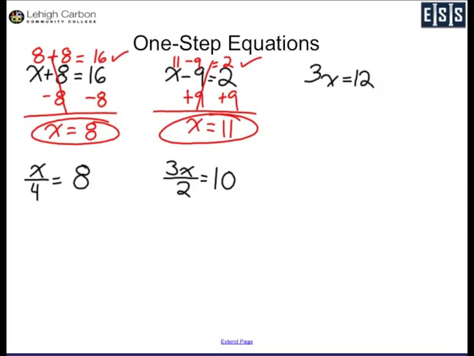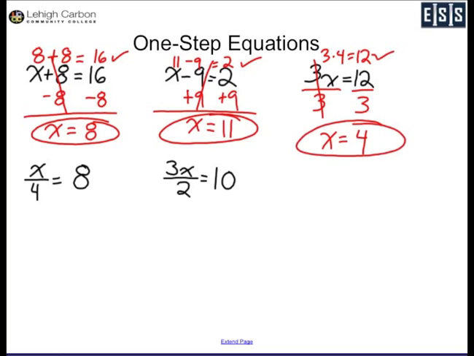Next we have 3 times x equals 12. I'm multiplying, so to undo that I need to divide. I'm going to divide both sides by 3. My 3's are going to cancel. X equals 12 divided by 3 is 4. 3 times 4 equals 12. That works. I have my answer.